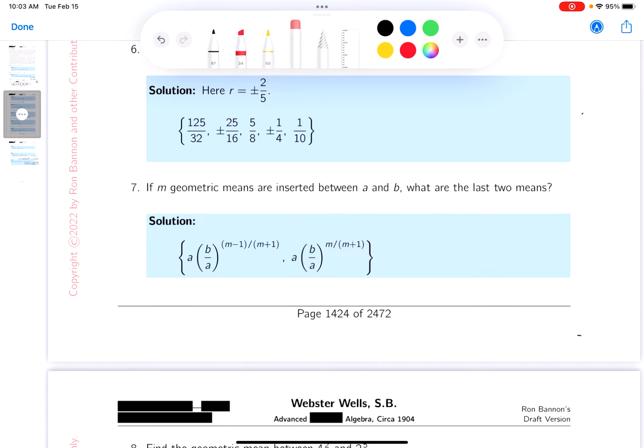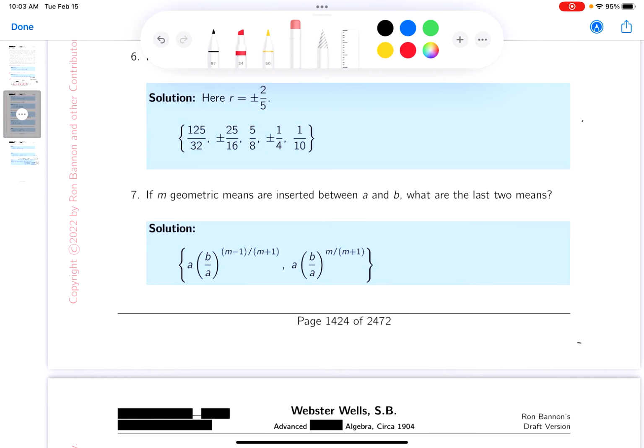All right, let's write it down. So there's A, and then they're going to insert, how many are they going to insert? They're going to insert M geometric means here, and then they're going to land on B. All right, so there's going to be a bunch of terms here, but now it's kind of abstract. So the abstraction is that there's going to be M terms here.